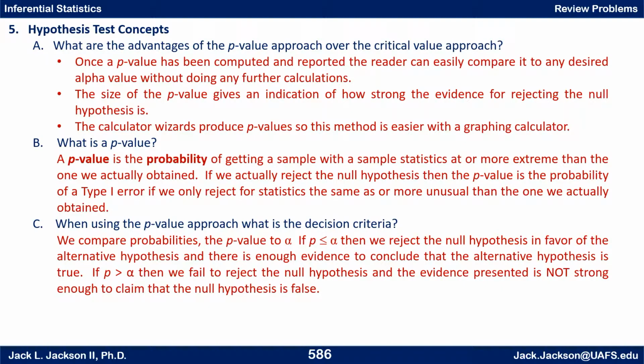When using the p-value approach, what is the decision criteria? We compare probabilities, the p-value, to alpha. If p is less than or equal to alpha, we reject the null hypothesis in favor of the alternative hypothesis, and there is enough evidence to conclude that the alternative hypothesis is true. If p is greater than alpha, then we fail to reject the null hypothesis, and the evidence presented is not strong enough to claim that the null hypothesis is false.